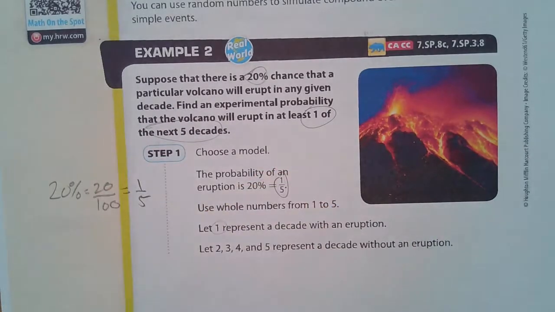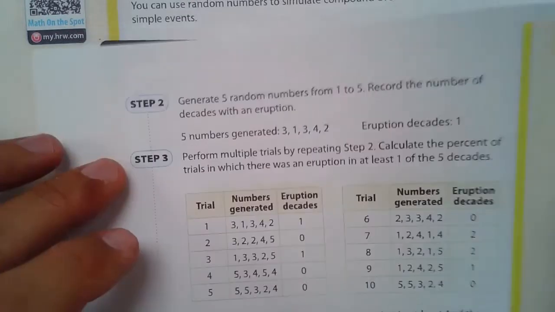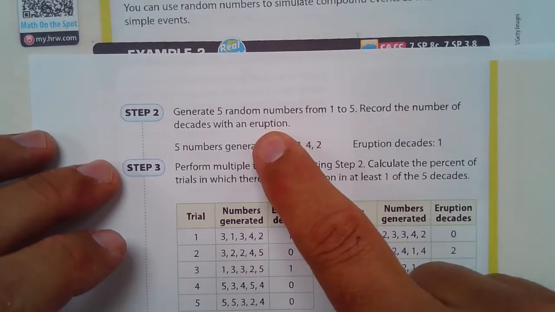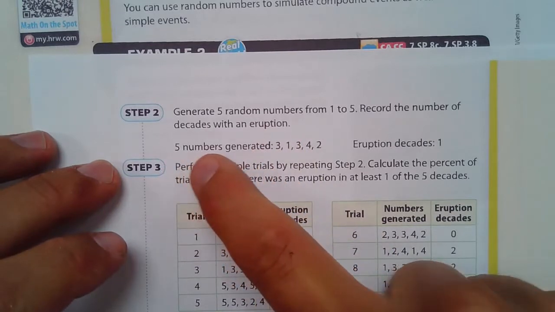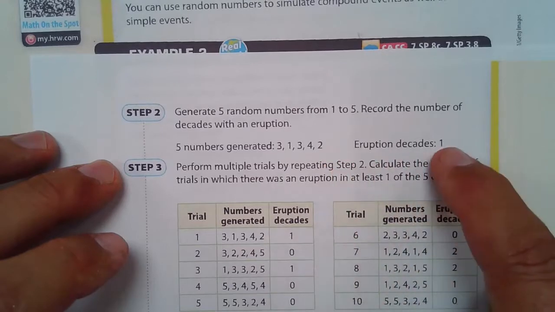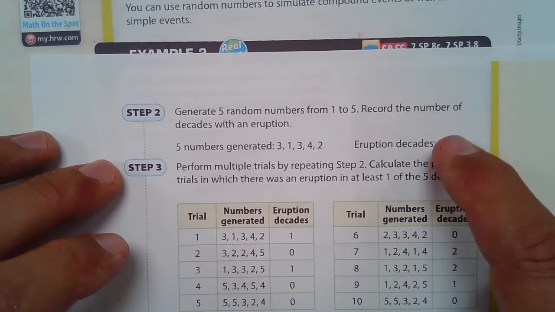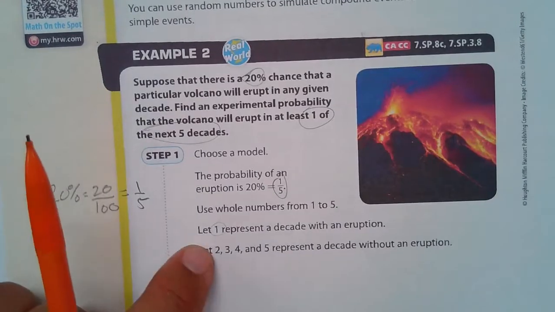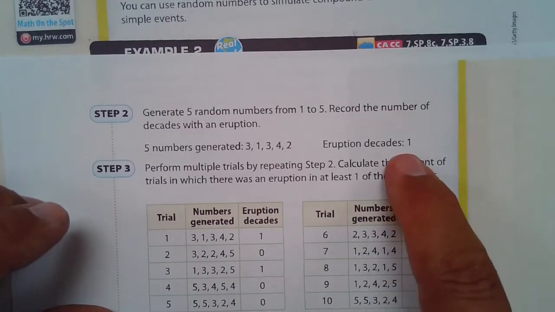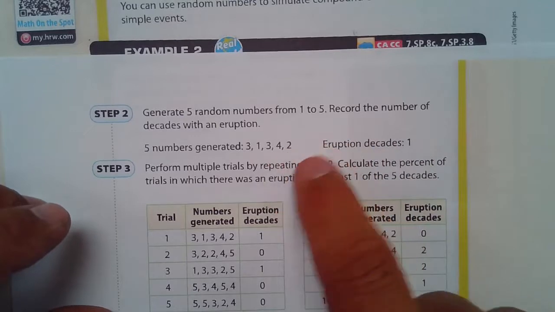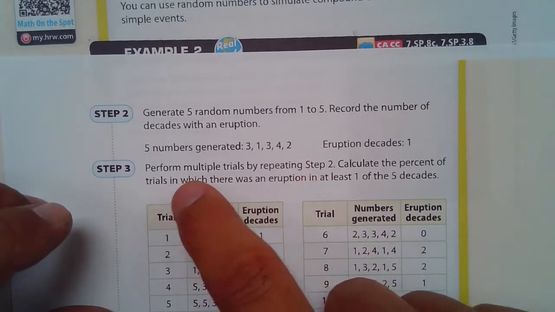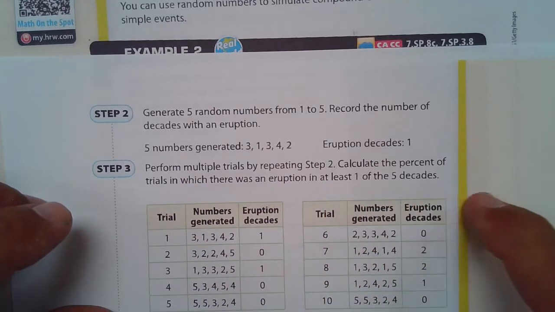And then from there, we're going to generate 5 random numbers from 1 to 5 and record the decades with an eruption. 5 numbers generated. So here they are: 3, 1, 3, 4, 2. And the eruption decade was the 1. Remember, 1 represents a decade with an eruption. So there you go, there was 1 out of the 5. So perform multiple trials repeating step 2. Calculate the percent of trials in which there was an eruption in at least 1 of the 5 decades.